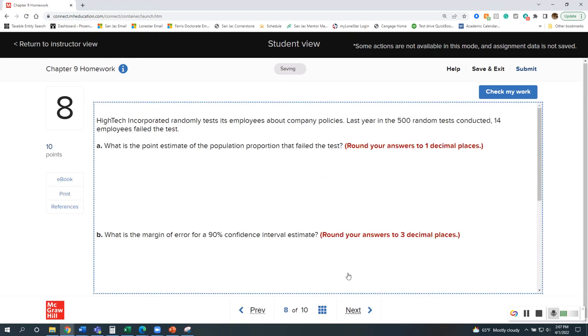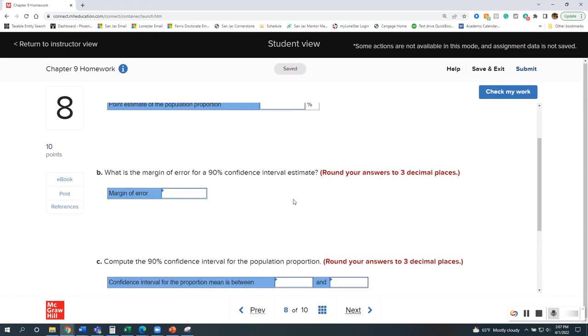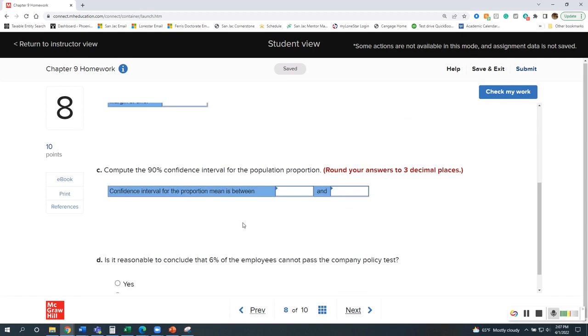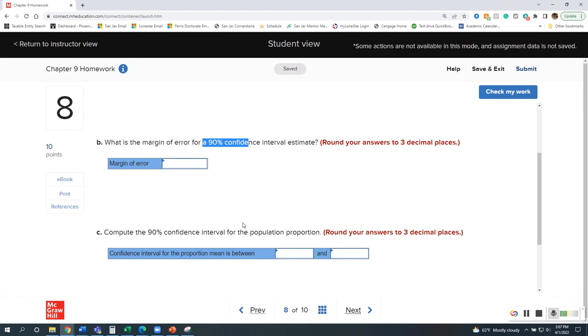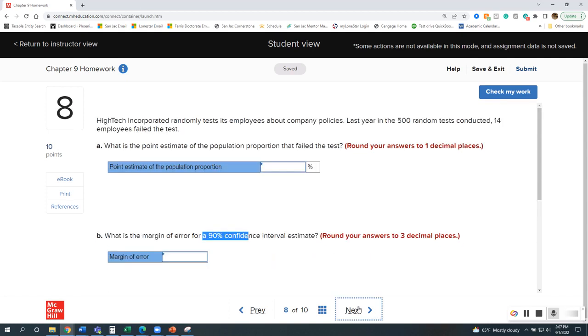I don't know why they did that. Anyway, and then watch out on your confidence levels, as this is 90, not 99. Okay.